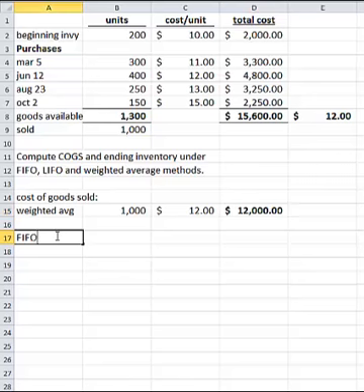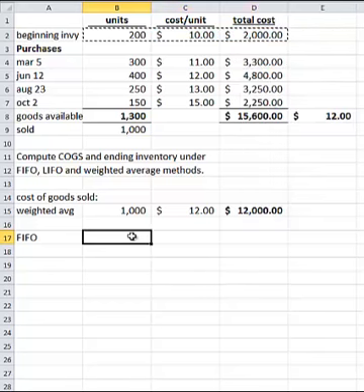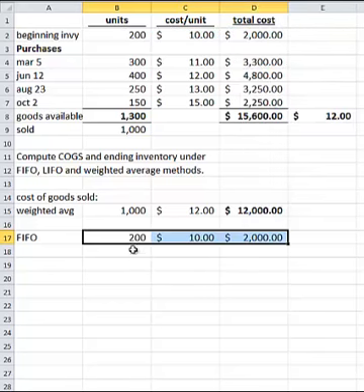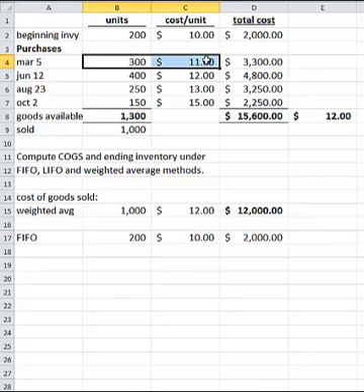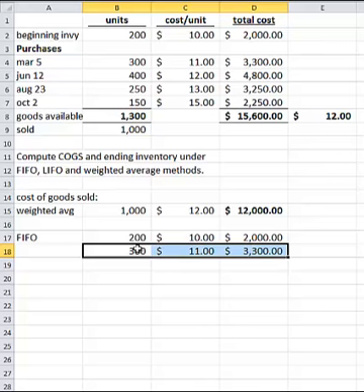Let's do FIFO. FIFO is first in, first out. That means I'm going to assume that I'm going to sell my oldest cost layers first, and then my next oldest cost layer, and then my next oldest cost layer, until I've accounted for the full 1,000 that I sold. Alright, so let's get the oldest cost layer, the first in, first out. Do I have 1,000 units yet? No. Keep finding cost layers until you've accounted for the full 1,000. I've only accounted for 500.